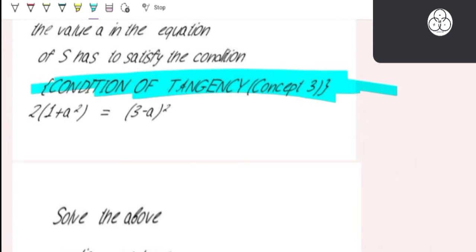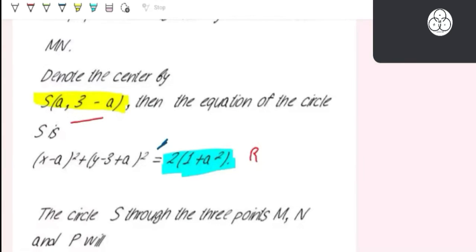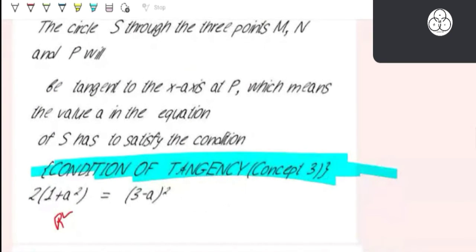Here we applied the condition of tangency because the x-axis is the tangent, and the perpendicular distance from the x-axis to the center is nothing else but 3 minus a, and that equals the radius. Actually, what was this? This is radius square. Sorry, this is r square. And this is also the perpendicular distance whole square. And that's why mod is not being used. Otherwise, we need to use modulus if we don't use the square.